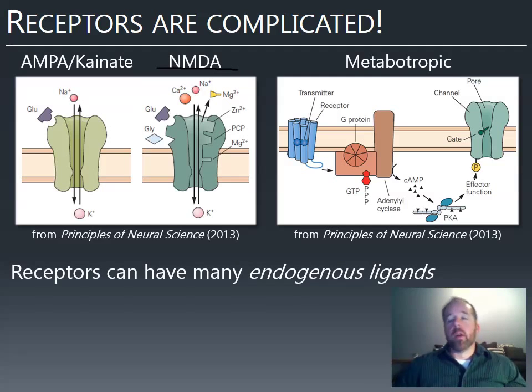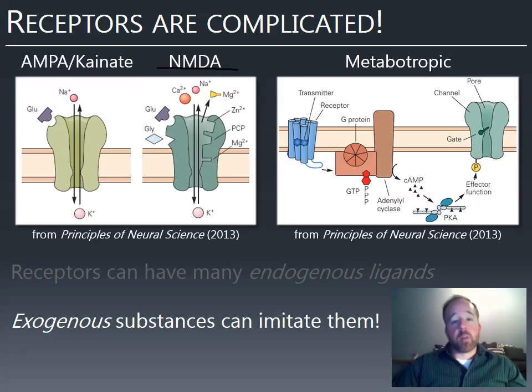So what's the point? The point is that receptors can have a lot of what are called endogenous ligands. Endogenous means made within the body, native to the body. The ligand part just means something that can bind to a receptor. So it's something that naturally occurs within the body to bind to these receptors.